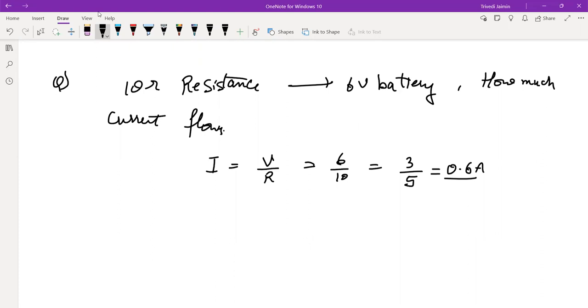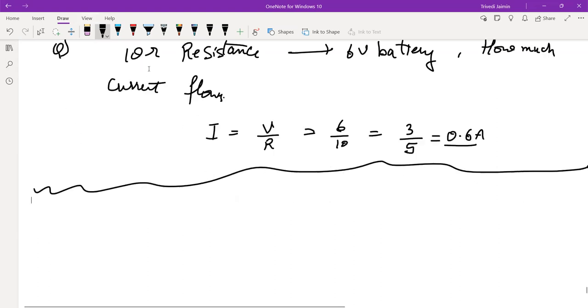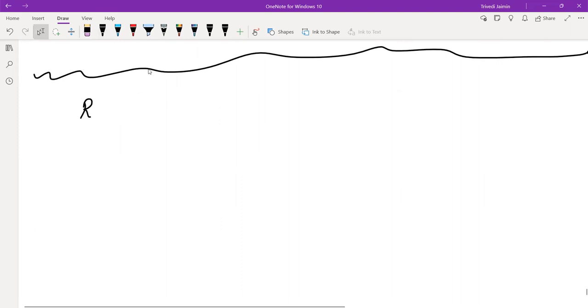Okay. Now let us discuss resistance and its dependency. How does it depend? This is the most important topic.